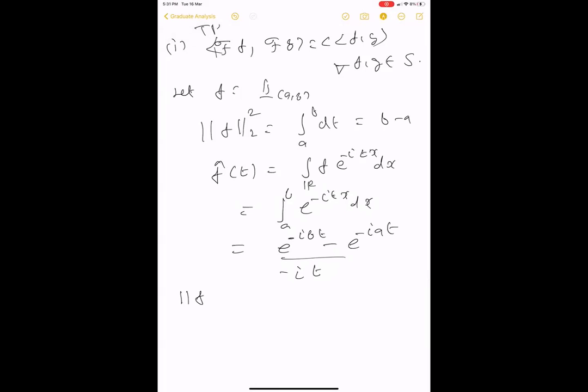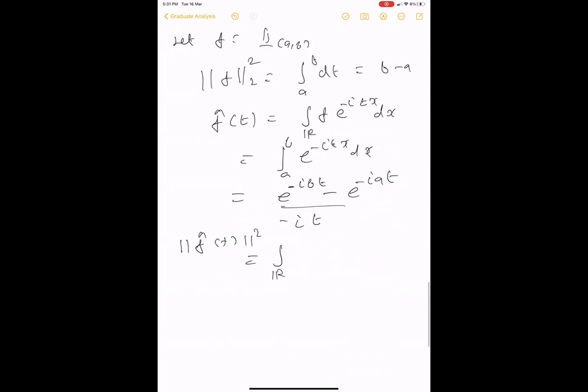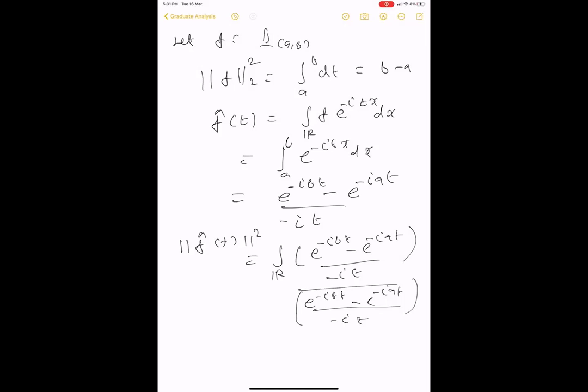Now we want to find what is the norm squared of F hat t, which is equal to the integral over R of e to the power i b t minus e to the power i a t, divided by i t, times the bar of that, e to the power minus i b t minus e to the power minus i a t, divided by minus i t. Okay, there is a bar, so you can bring the bar to both numerator and denominator. This will become i, so i times i is minus 1. There is a minus sign, so it will go away. You will get a t squared in the denominator.